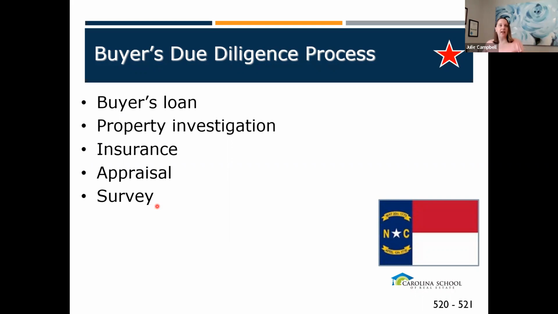Can the parties agree to add a contingency? Of course they can. They can agree to just about anything. But there isn't an automatic loan contingency.